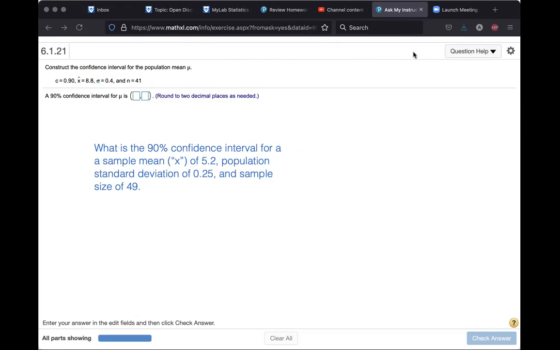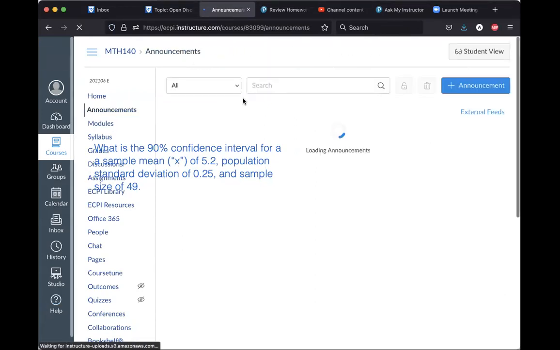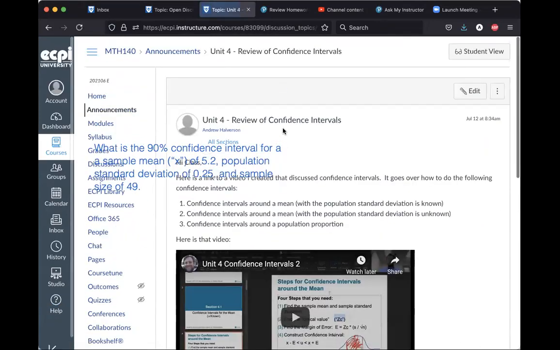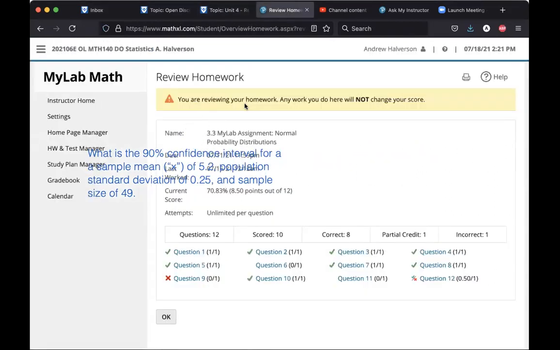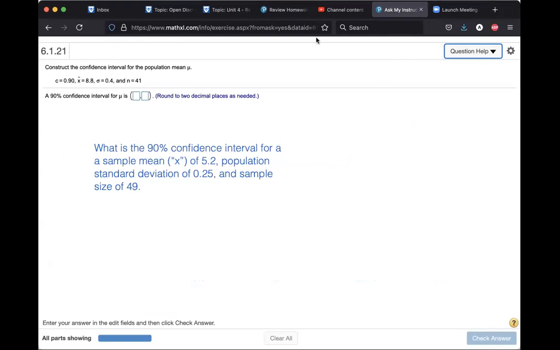And if you haven't reviewed the Unit 4 Zoom session, the videos that I posted for Unit 4, I encourage you to do so. Which, by the way, let me take you there. Go to announcements, and then I posted a video here, review of confidence intervals. I give you the step-by-step process of how to do confidence intervals. So please do take a look at that because I think you're going to find it very helpful. Okay. So with that in mind, let's go ahead and take a look at this.